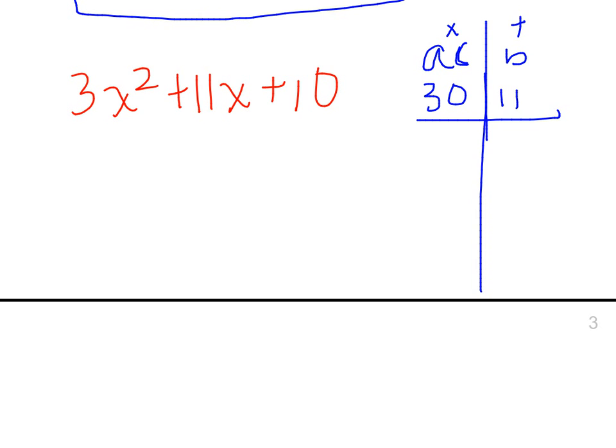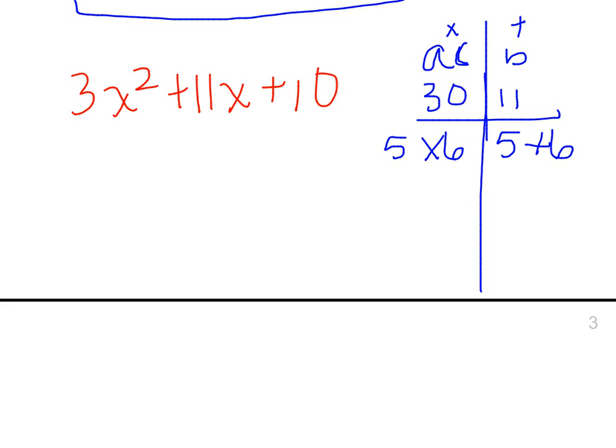So think about the factors of 30. You've got 3 times 10, now that'll add up to 13. How about 5 times 6? Oh, that'll do the trick. 5 times 6, 5 plus 6. And now we bring it into the table.